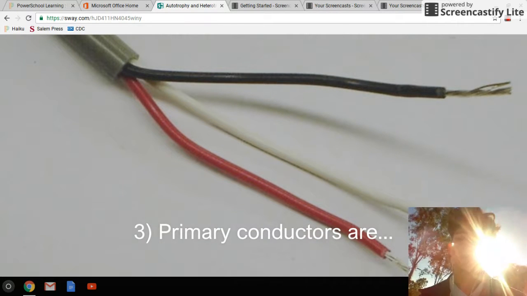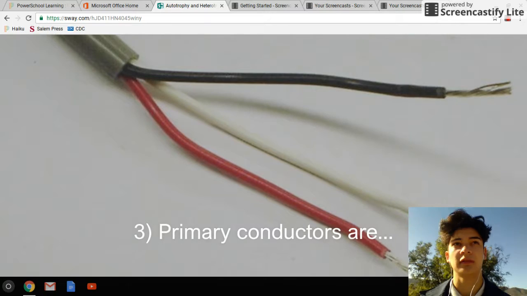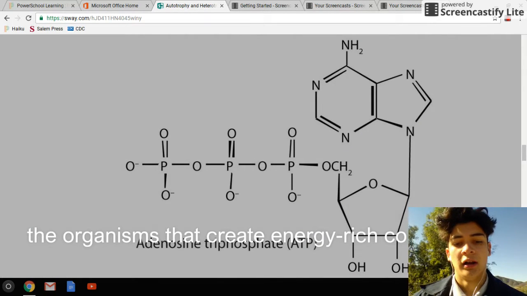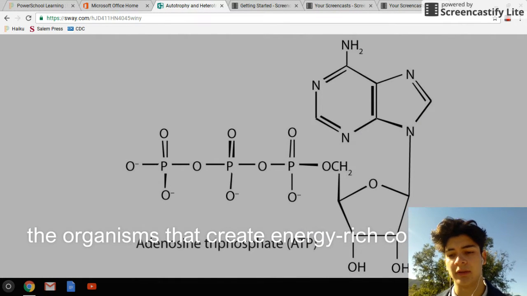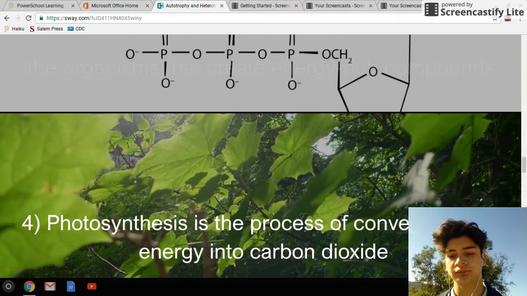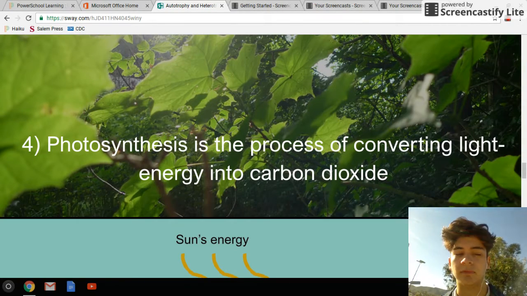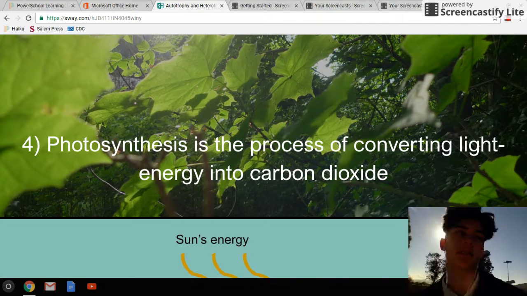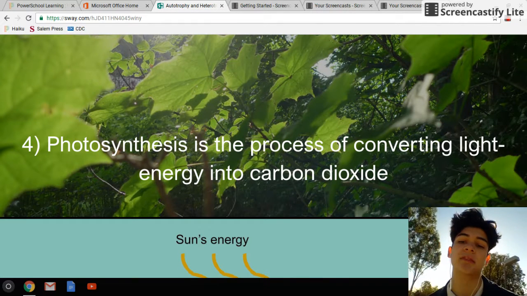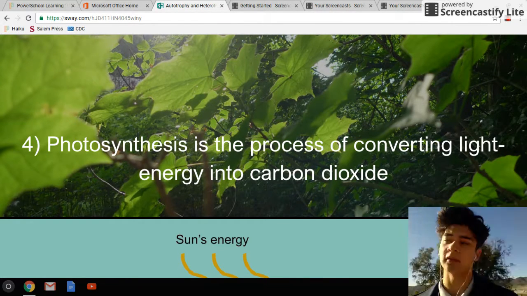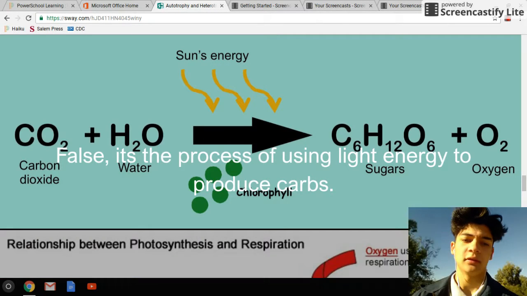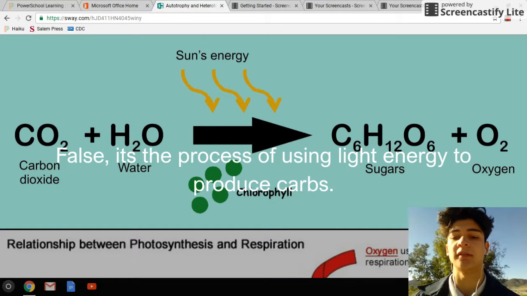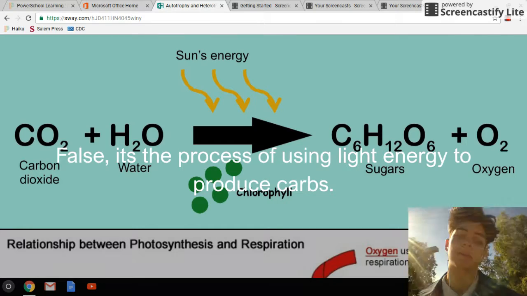Number three, primary producers are the organisms that create energy-rich compounds. Four, photosynthesis is a process of converting light energy into carbon dioxide. False, it is the process of using light energy to produce carbs.